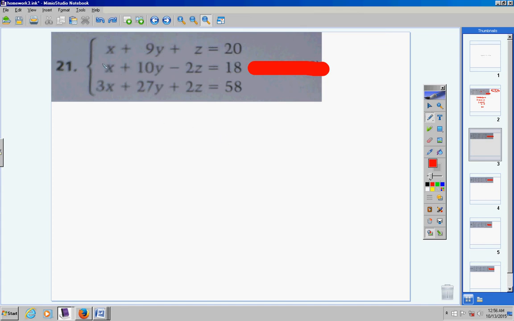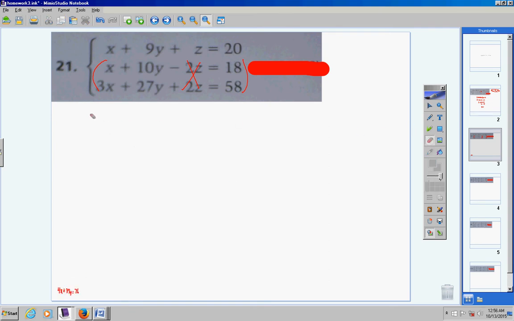So I'm going to take these 2 equations here, and I'm going to add them together. I will get 4x positive 37y equals 76. These canceled. Okay? So I have one equation that has 2 variables. That's really good, okay? I'm going to shrink it, put it over here for later, alright?